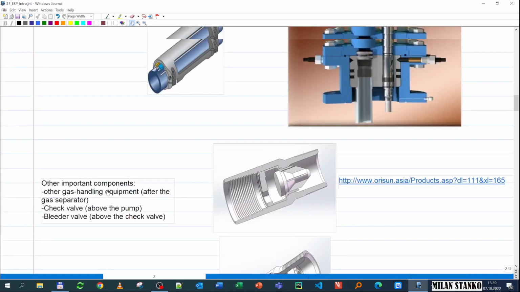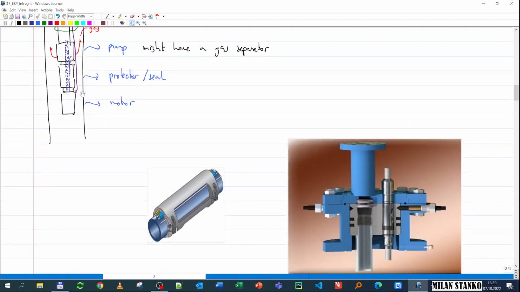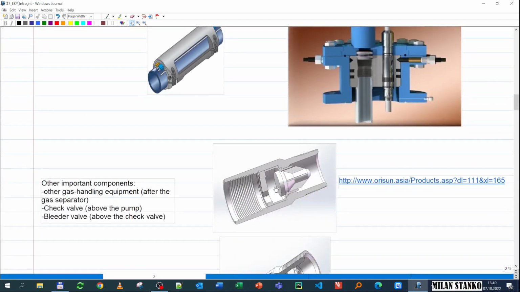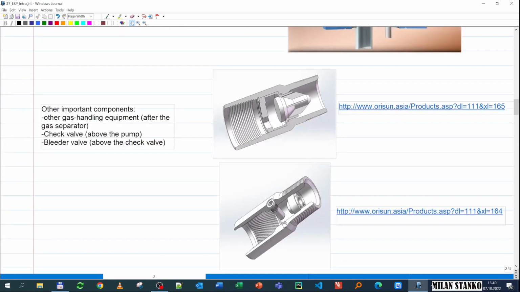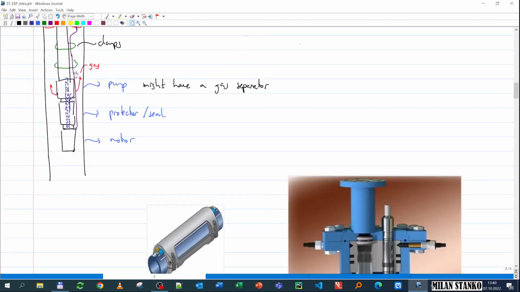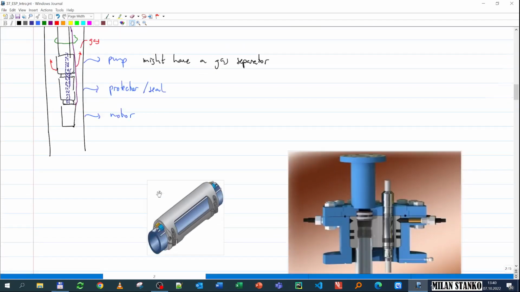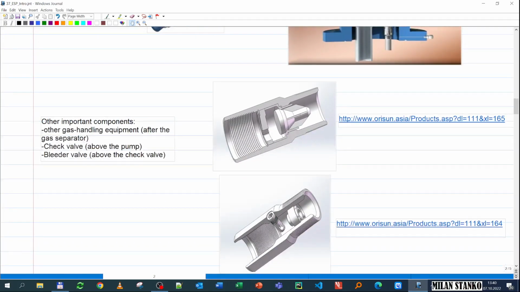First you have the check valve just after the pump, which avoids backflow. That matters when the pump stops, so that you don't get backflow and the motor starts to rotate in the opposite direction, which might damage it. It is also used at start-up when you want the pump to be primed: you want the pump to have liquid inside and not operate in vacuum. Then you have a bleeder valve, which is above the check valve, and that's used in case you want to establish communication between the annulus and the tubing.